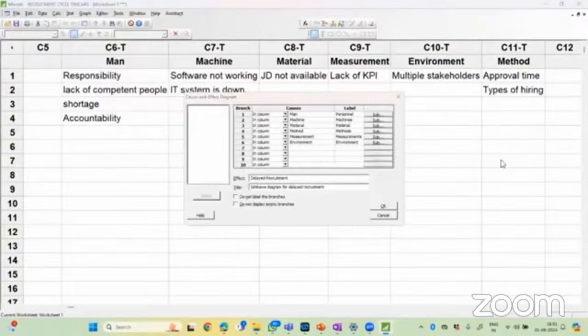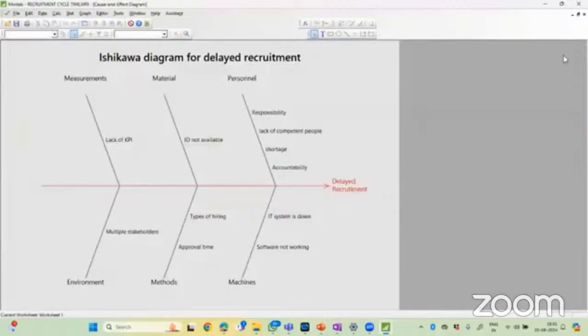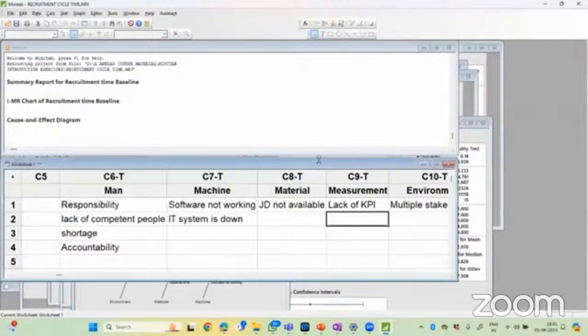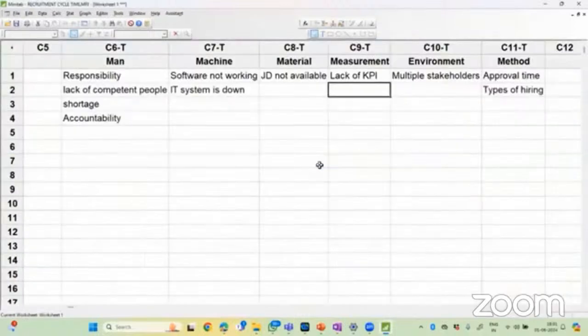So Minitab can do all these things. Now I think give it 3-4 years, you will just speak, "Please make a cause and effect diagram for me," and then they will make it. Right now, in fact, we have to just click the buttons, but 5-6 years down the line, I think that's also possible.